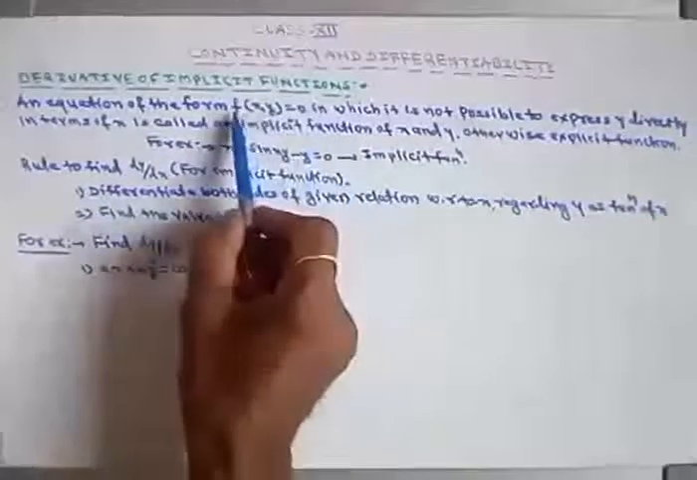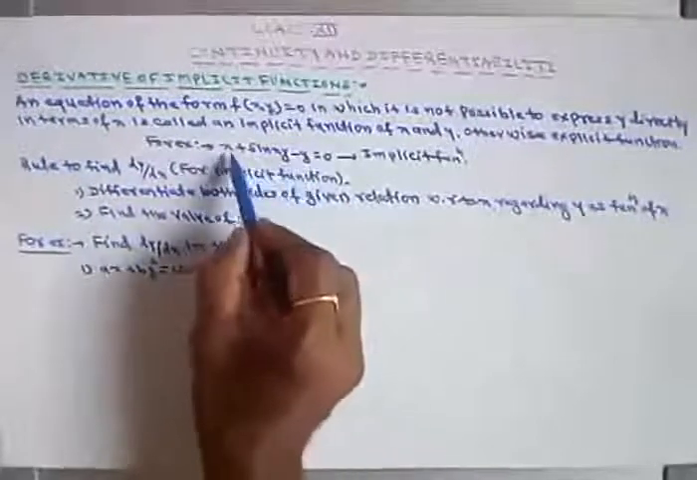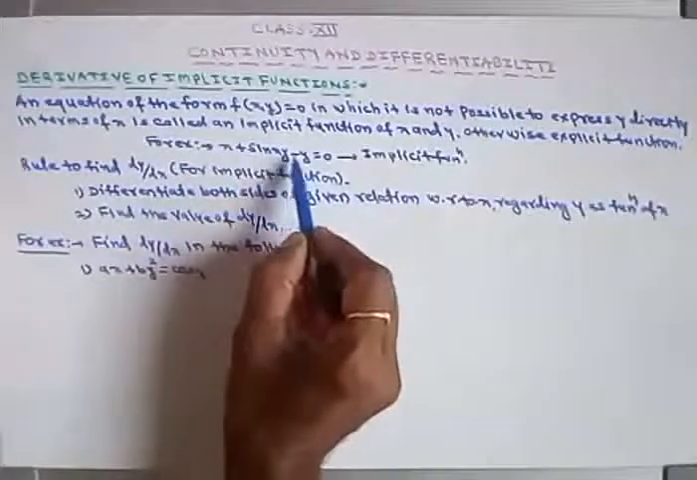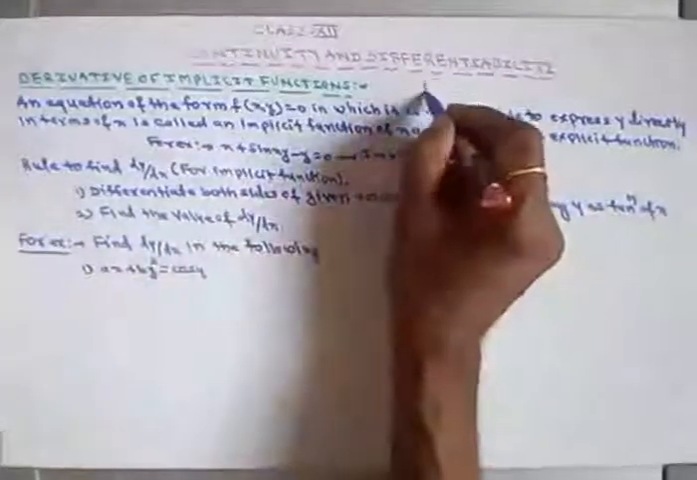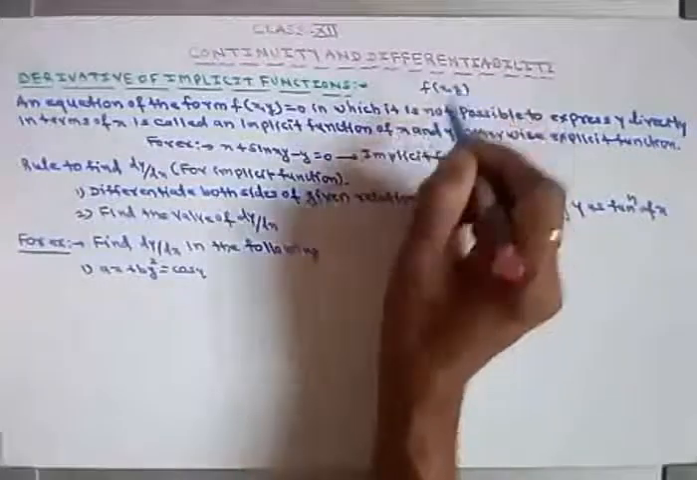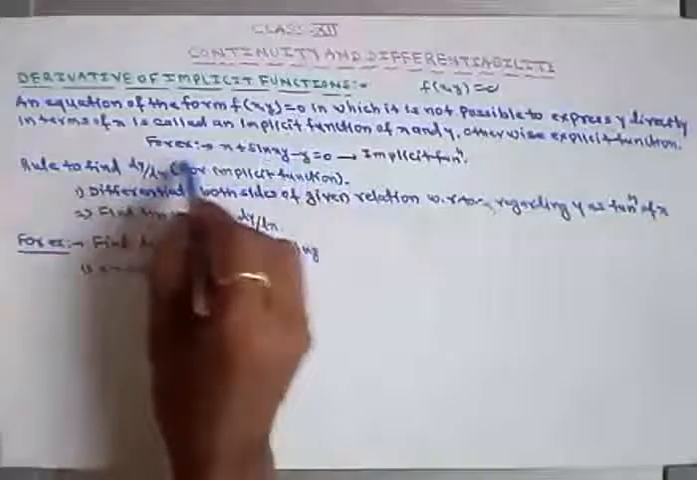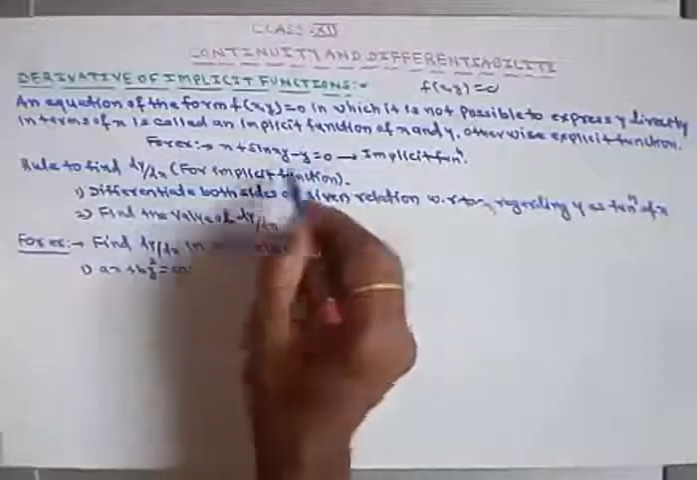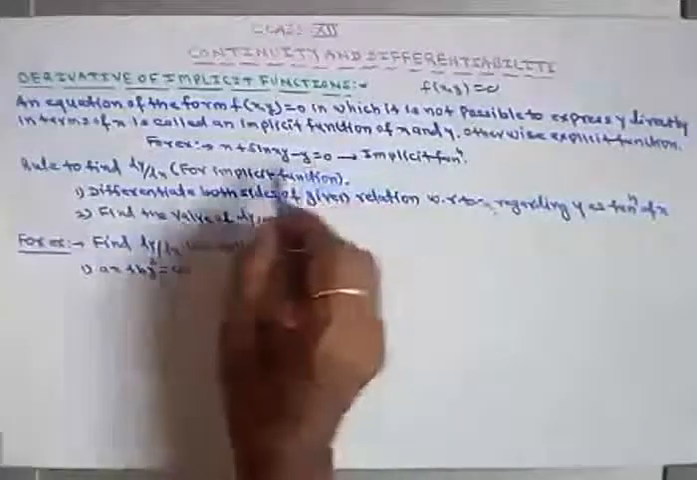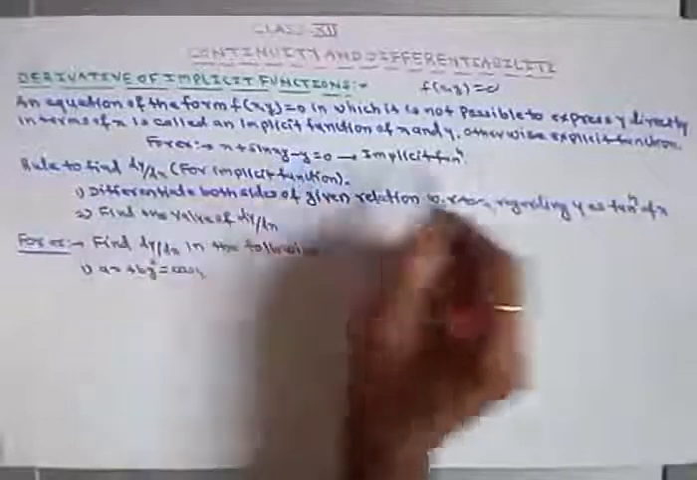So function f of x, y equal to 0. For example, this is a function: x plus sine of xy minus y. So x and y are used here. So this is the function in x and y and equal to 0. Now this function cannot easily be written as y equal to something. So this type of function is called an implicit function, otherwise it is an explicit function.